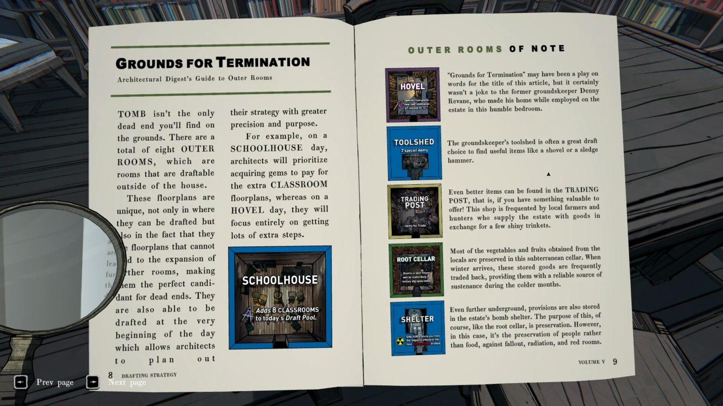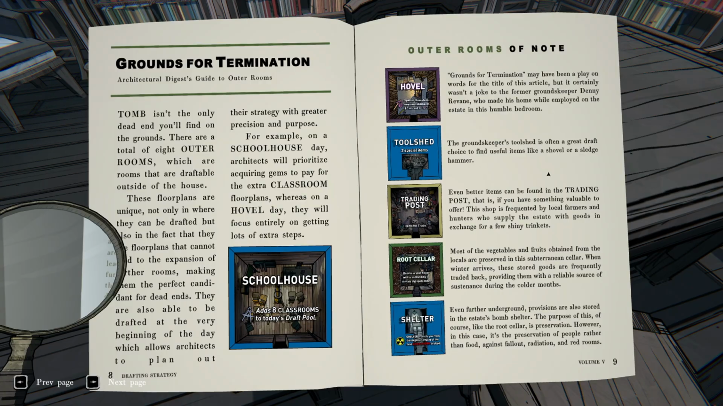Hovel. Grounds for termination may have been a play on words for the title of this article, but it certainly wasn't a joke to the former groundskeeper Denny Ravane, who made his home while employed in the estate in this humble bedroom. The groundskeeper's tool shed is often a great draft choice to find useful items like a shovel or sledgehammer. Even better items can be found in a trading post, that is, if you have something valuable to offer.